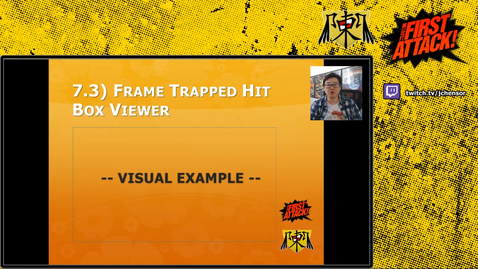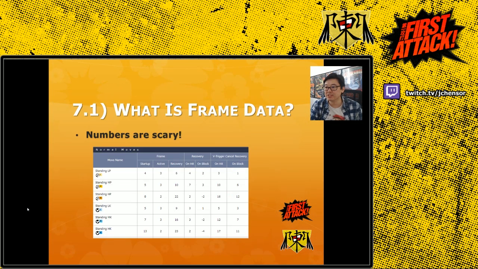There you go. So let's go back to my slides, and we're going to look at this frame data, this very first slide where I said numbers are scary, right? Hopefully you can see these numbers here. They are a little bit small, but these numbers for standing light punch are 4, 3, and 6. You'll notice that in this column it says frame, and it lists startup, active, and recovery.